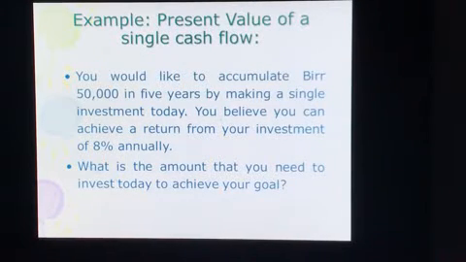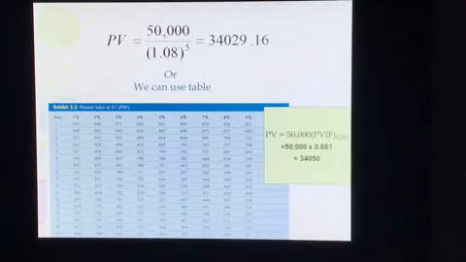Suppose you would like to accumulate $50,000 in 5 years by making a single investment today. You believe you can achieve a return from your investment at the rate of 8%. Now we are supposed to calculate the present value. We want to know how much we need to invest today to achieve our goal. What is our goal? We want 50,000 at the end of 5 years. That is the future value. r is 8% and time, or n, is 5 years. So we will put in all these values.